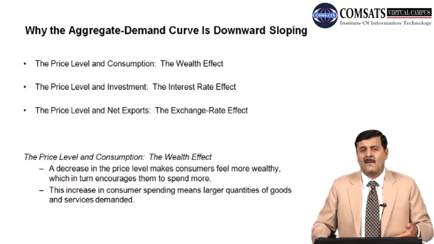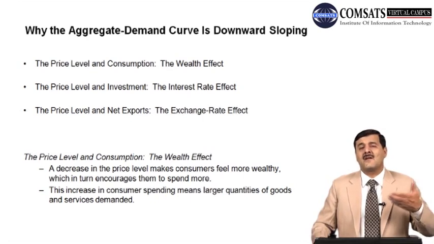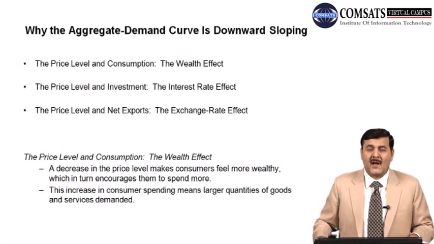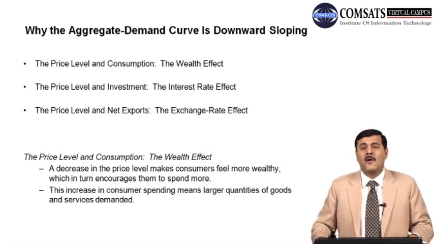जब real income कम होगी तो क्या होगा? They will buy less, purchase less goods and services, right? Their spending on goods and services will go down. So with the decrease in spending on goods and services means the quantity demanded of goods and services decreases. They demand less quantity of goods and services with the increase in the price level in the economy. So we can say that one of the reasons for the downward sloping demand curve is the price level and consumption, which is known as the wealth effect, right?